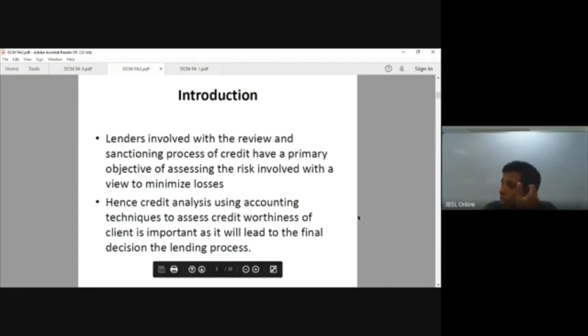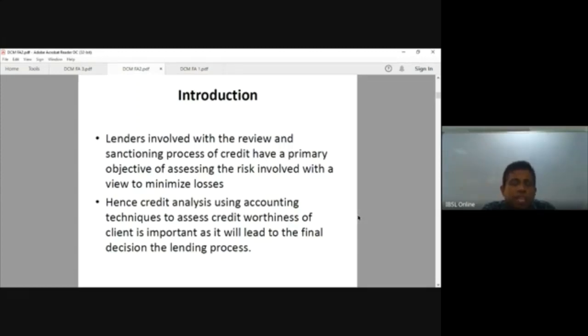Then we further said that lenders involved with the review and sanctioning process of credit have a primary objective of assessing the risk involved, with a view to minimize loss, right? Again, this point also emphasizes the assessment and review process of risk.